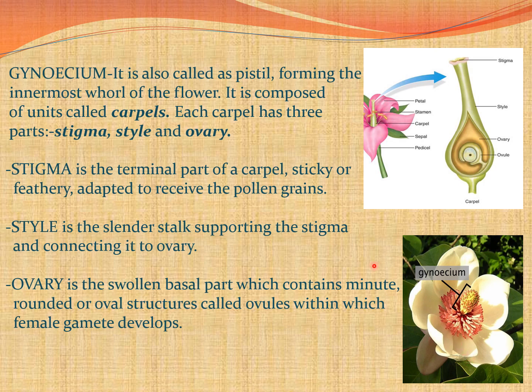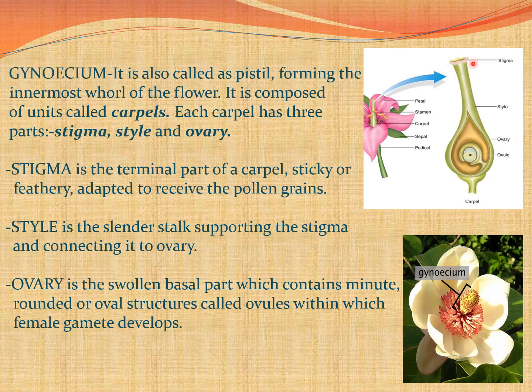The next innermost whorl, the fourth whorl of the flower, is called the gynoecium, which is the female part of the flower. It is called a carpel or a pistil. It is composed of units called carpels. Each carpel has the ovary, the style and the stigma.